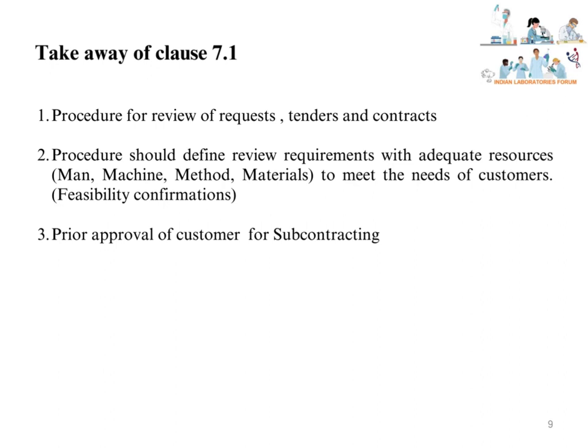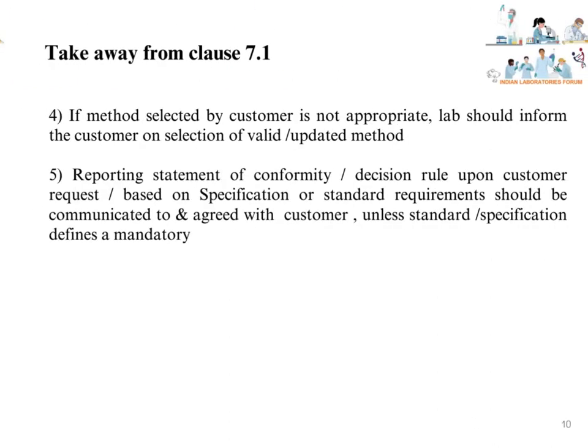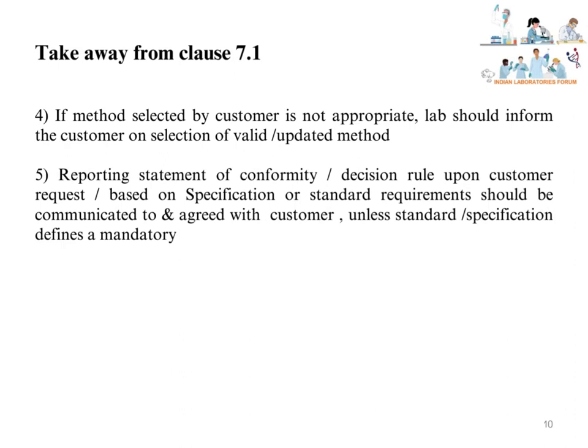When the laboratory does not have the capability for a specific test, the laboratory can subcontract the test, but the laboratory should take prior approval of the customer for subcontracting. If the method selected by the customer is not appropriate, the lab should inform the customer on selection of a valid or updated method.